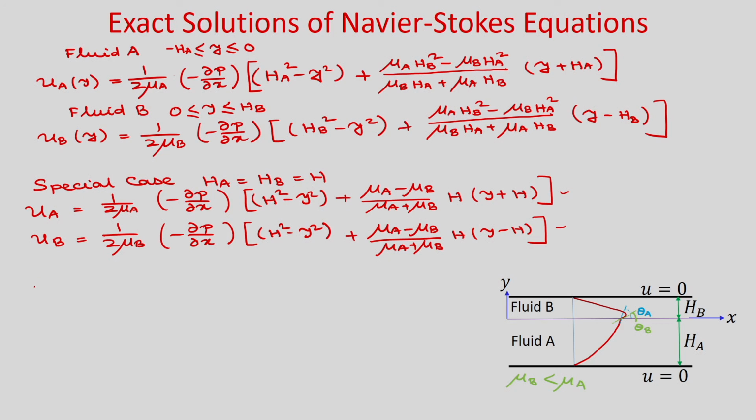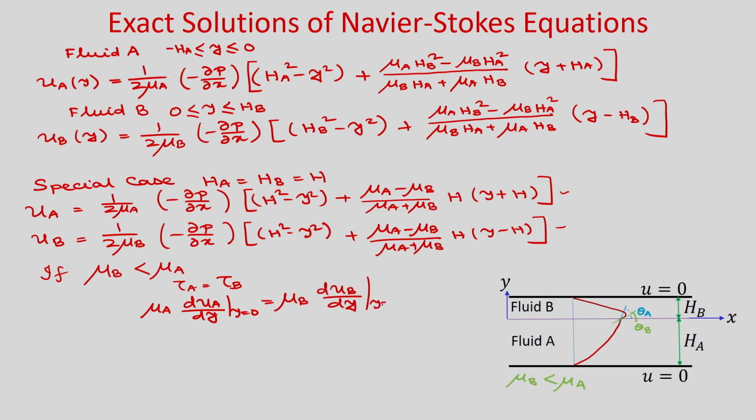Now, if mu B is less than mu A, okay, then at the interface shear stress is continuous. So, tau A is equal to tau B. So, mu A du A by dy at y equal to 0 is equal to mu B du B by dy at y equal to 0.